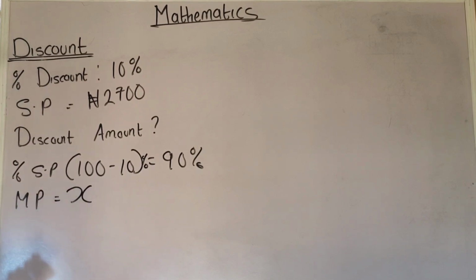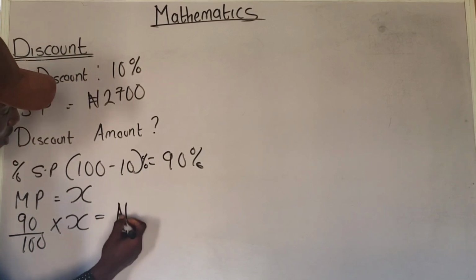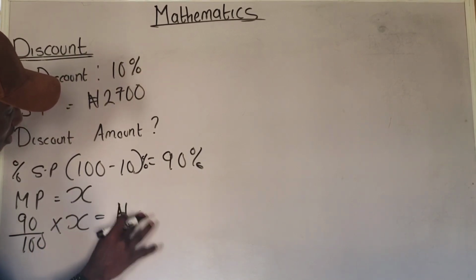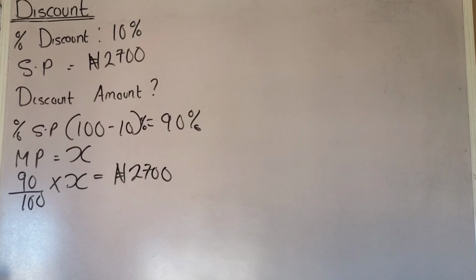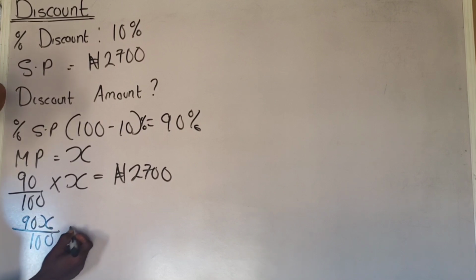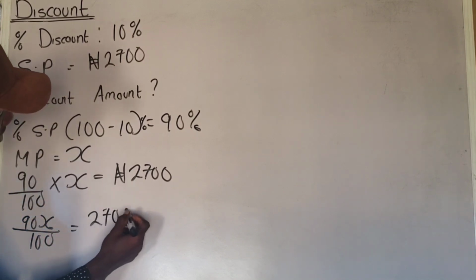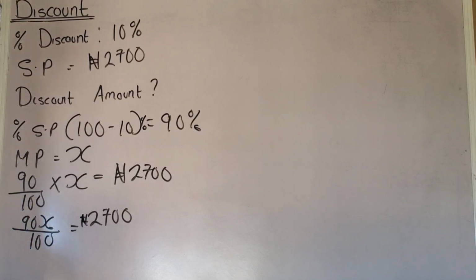You understand? So, 90% of the mark price will give me what? 2,700 naira. Do you understand? Okay, so I'm going to have 90x over 100 is equal to 2,700 naira. If you didn't understand, kindly reverse the video and watch it again.